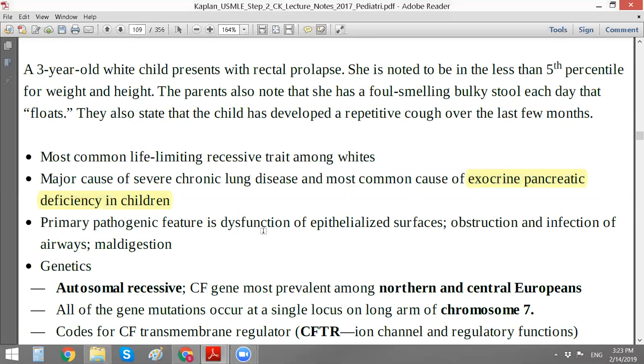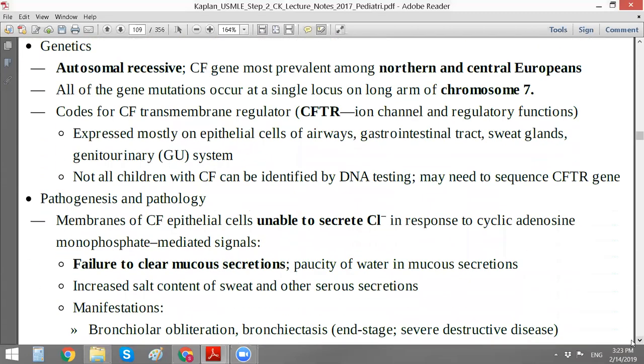The primary pathogenic feature is dysfunction of epithelial surfaces, with obstruction and infection of airways. It is autosomal recessive, seen in northern and central Europeans, Scandinavians. All of the gene mutations occur at a single locus on the long arm of chromosome 7. CFTR has an ion channel regulatory function, called the cystic fibrosis transmembrane conductance regulator protein. It is expressed mostly on epithelial cells of the airways, GI tract, sweat glands, and genitourinary tract.